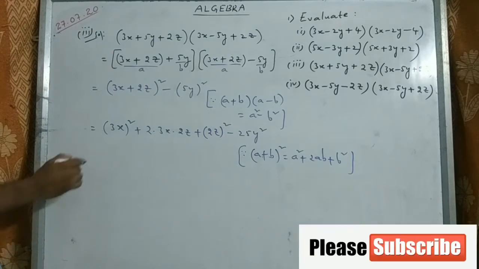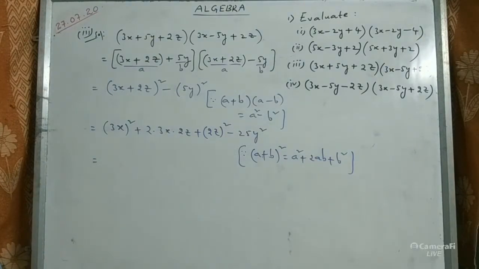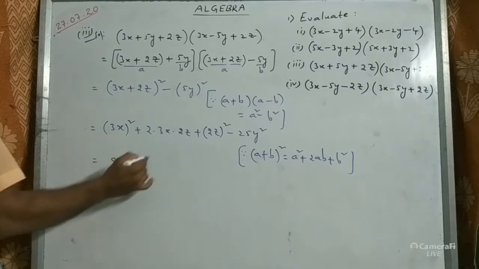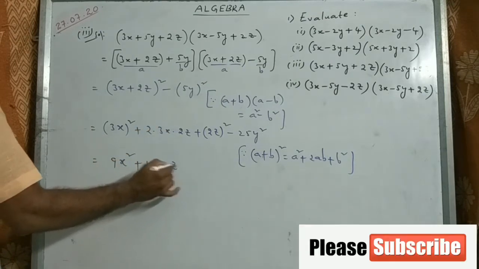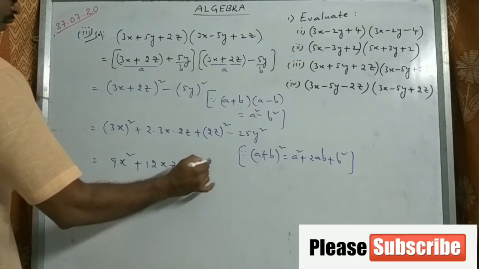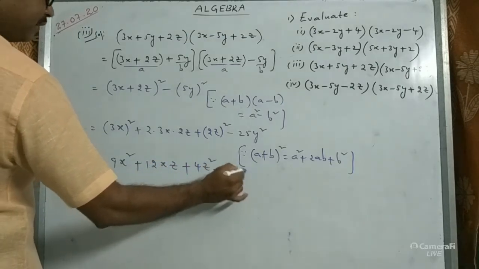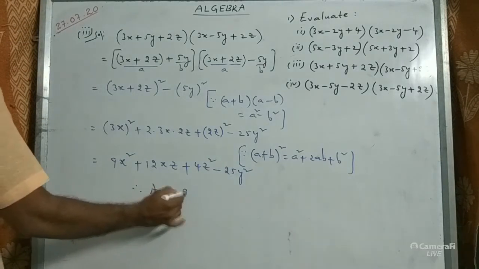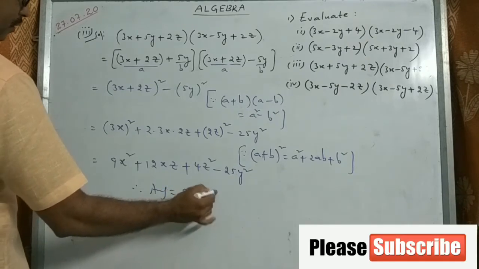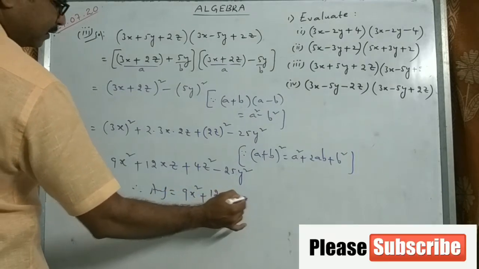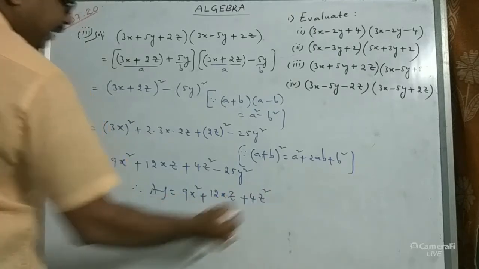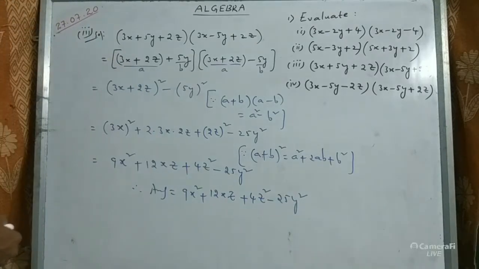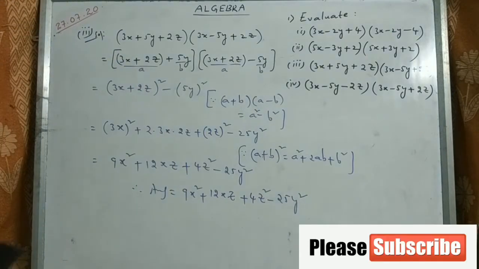Right? What is the value of 3x whole square? 3 3s are 9, x square plus 2 3s are 6, 6 2s are 12, xz plus 2 2s are 4, z square minus 25y square. So that is the final answer: 9x square plus 12xz plus 4z square minus 25y square. That is the end of solution. Okay.